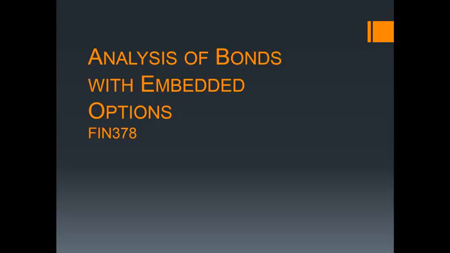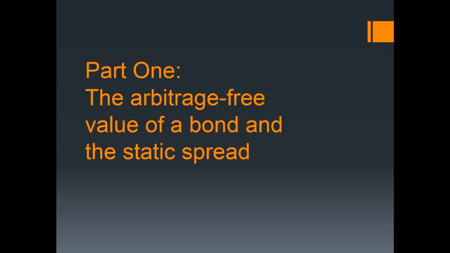This is the first of 4 parts in the lecture on the analysis of bonds with embedded options. In this part, we look at the arbitrage-free value of a bond and the static spread.